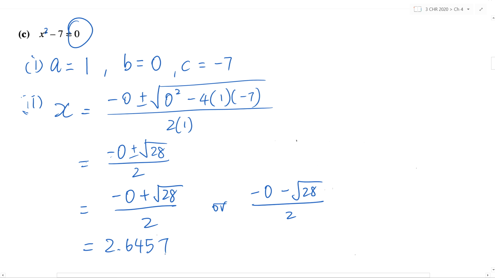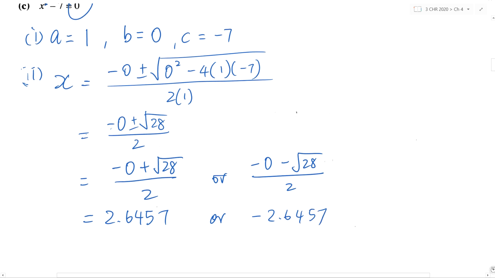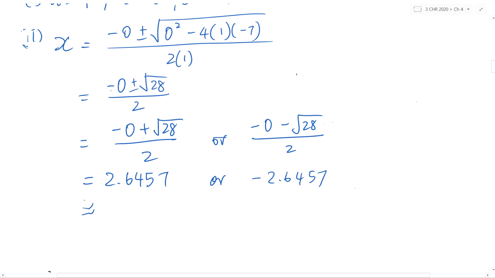Okay? Later on, we need to round up to 3SF. So you must show me more significant figures first, then you round up to 3SF. So this is one answer. The other answer will be negative square root 28, and we divide this by 2. So it will become negative 2.6457. These are the two answers, but not rounded off yet. So we still need to round off to 3SF, 2.65, or negative 2.65.